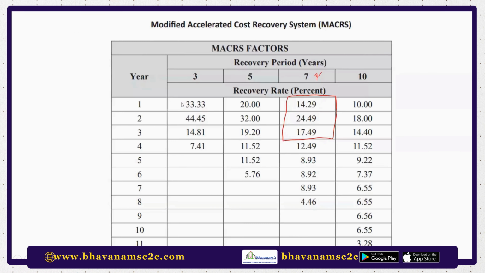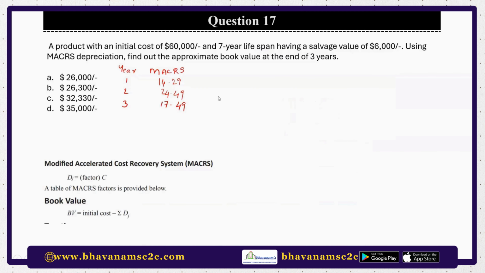Did we take them right? Yep, they are right. And what we have to calculate is the depreciation value. Since that is a recovery thing, we have to multiply this with the initial cost, and then we will get the depreciation value. So also this with 60,000, also this with the 60,000.